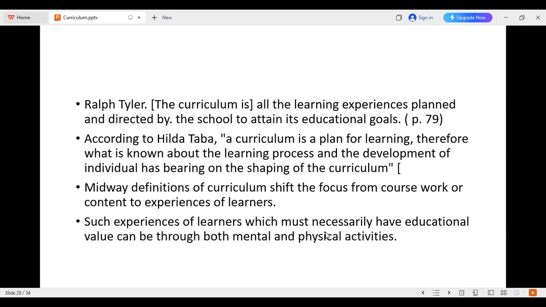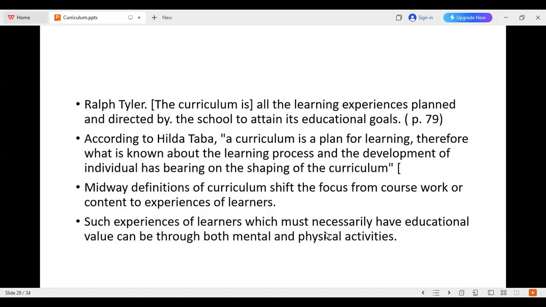Now we can move to another definition, from a very famous man, Taylor. The curriculum is all the learning experiences planned and directed by the school to attain its educational goals. Now we can see the term experiences, learning experiences. Even John Dewey uses that term, learning experience. All learning experiences planned and directed by the school to attain its educational goals.